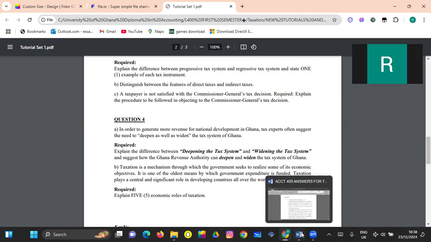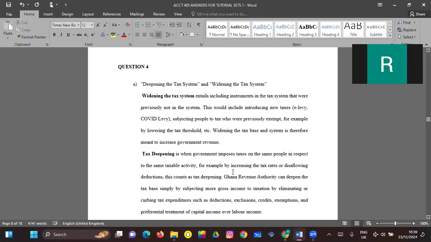So basically, widening the tax system means adding other new taxes to the system. So for example, initially we were not having betting tax, but betting tax has been introduced. So it's a form of widening the tax system, right? And deepening the tax system basically means increasing the rates. So if already we are paying 25% as corporate tax, it can be increased to 30%. That's deepening the tax system. That's basically it there.